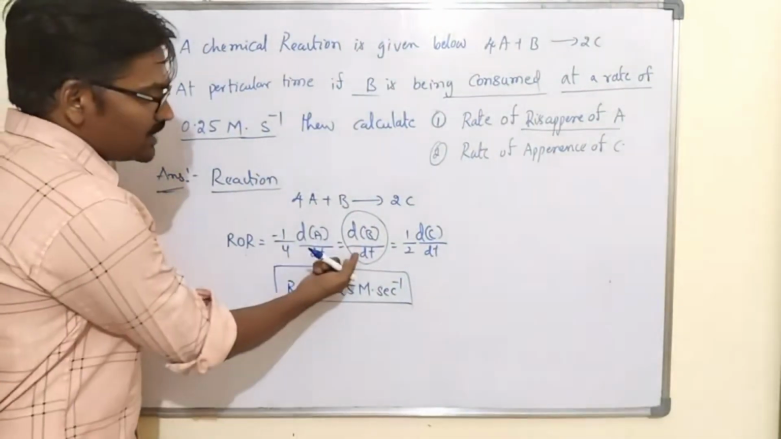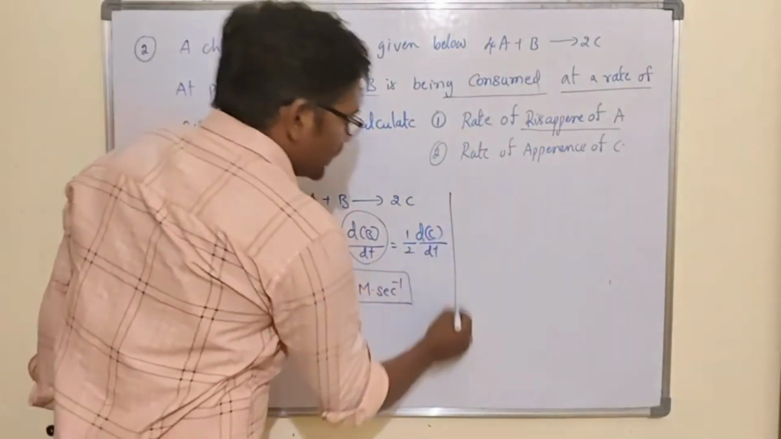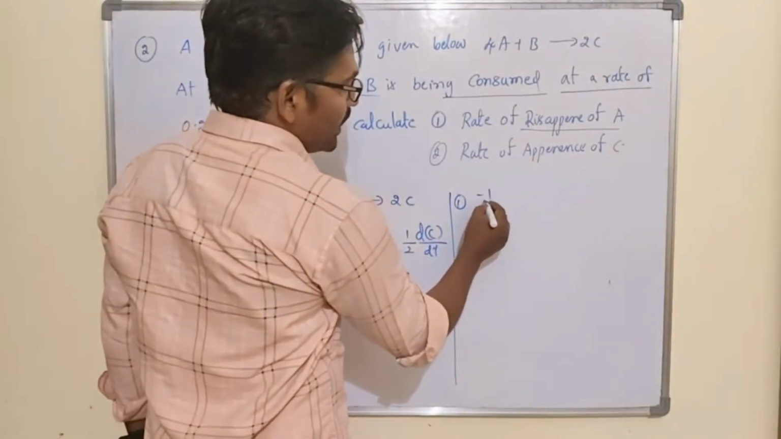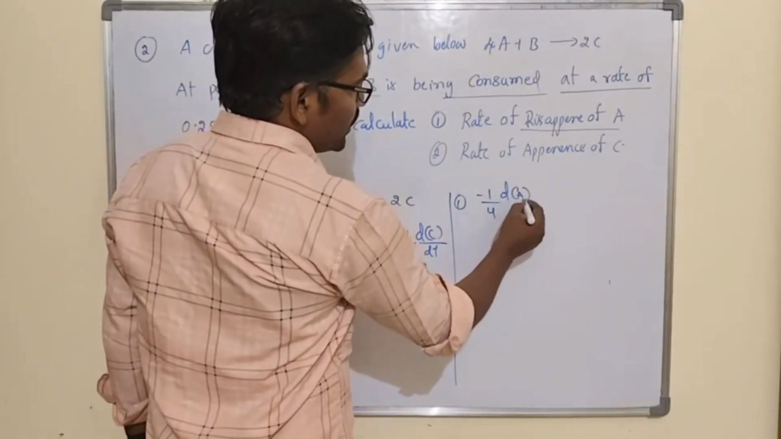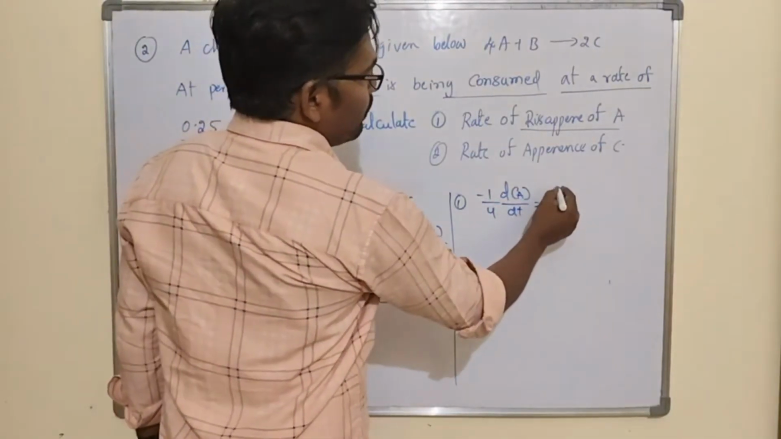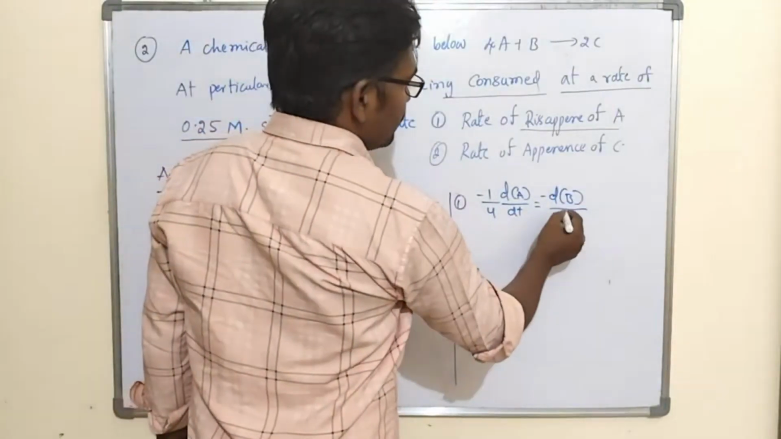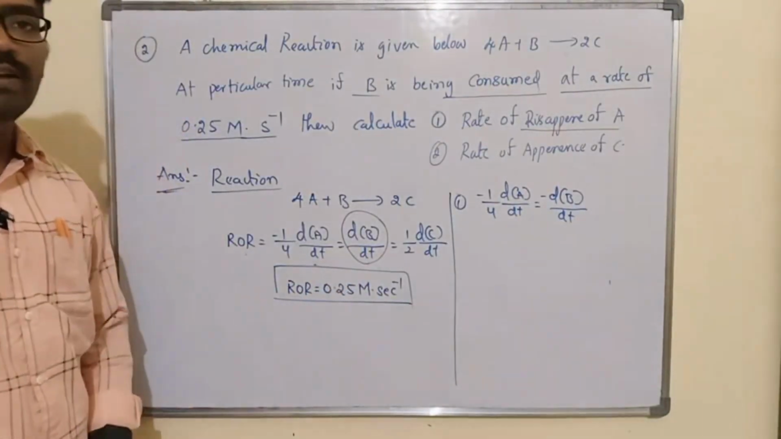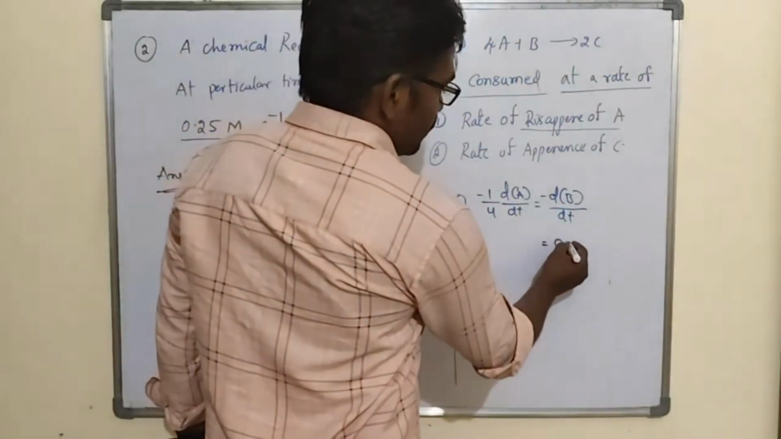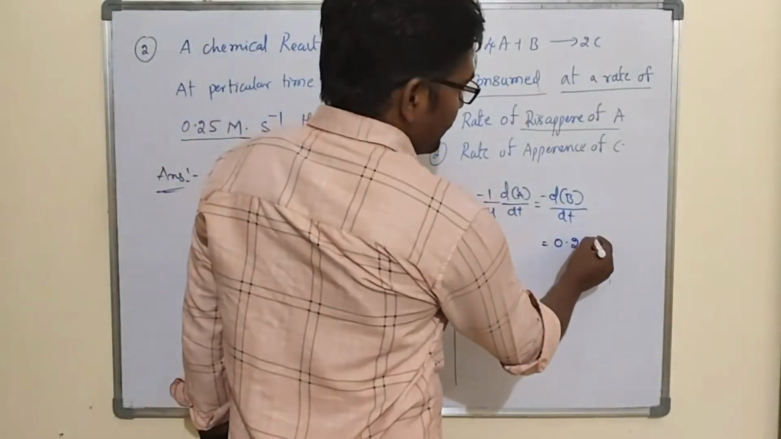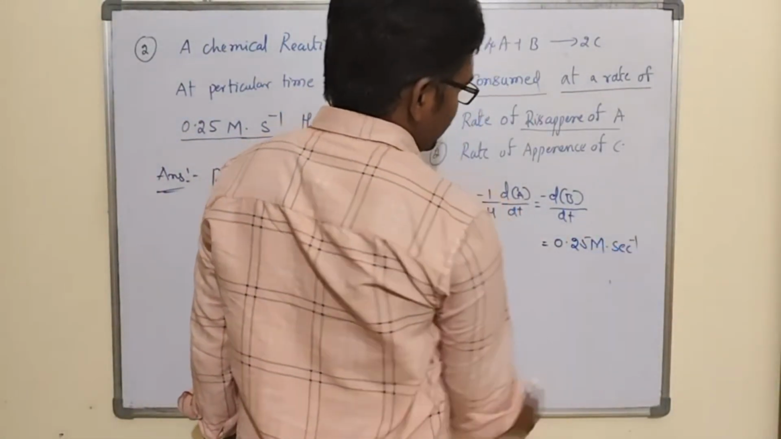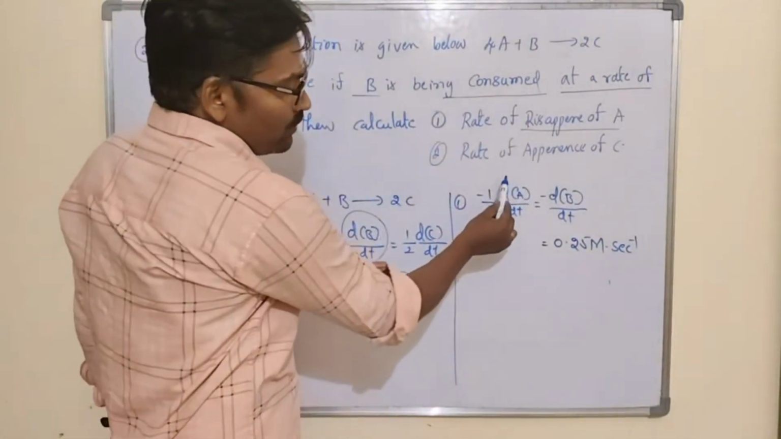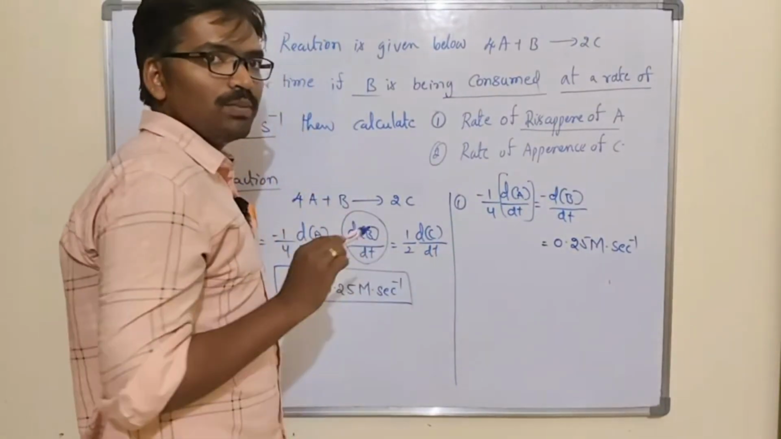Once this term and this term are both equal, for the first question, the rate of disappearance, we make the total equal. So minus 1 by 4 d[A]/dt equals minus d[B]/dt. The value of d[B]/dt given is 0.25 molarity second inverse. Now what they are asking in the question is the rate of disappearance of A.